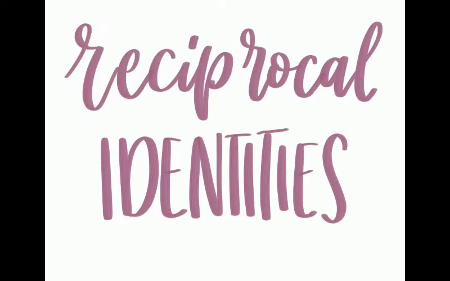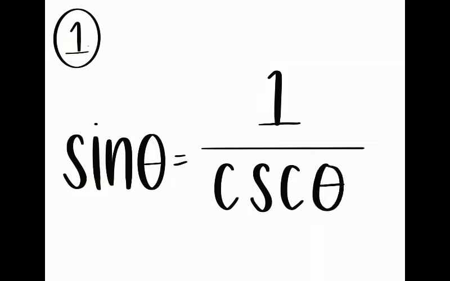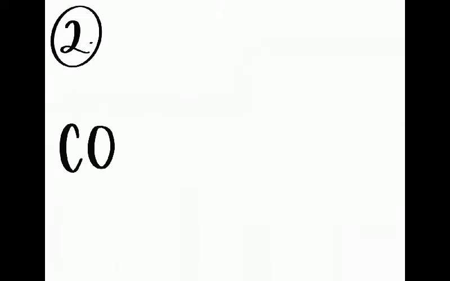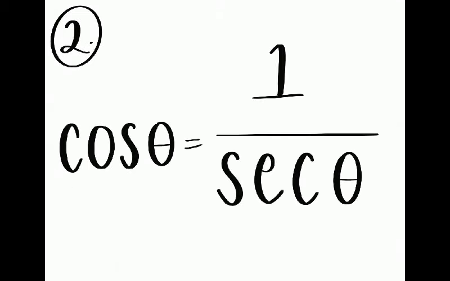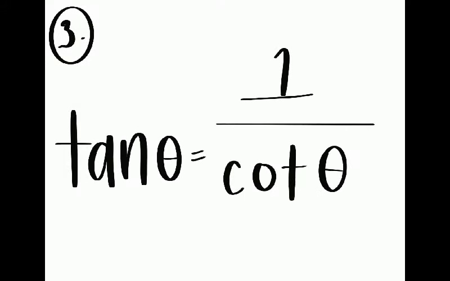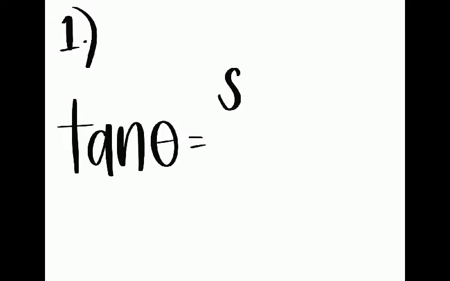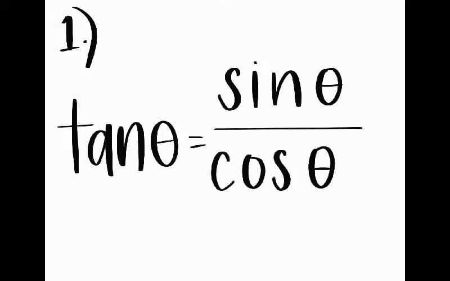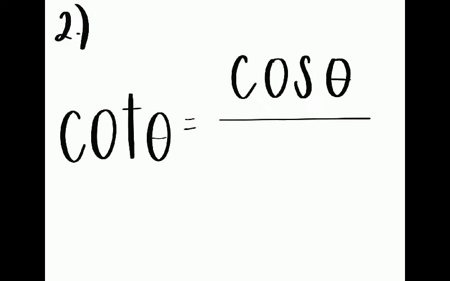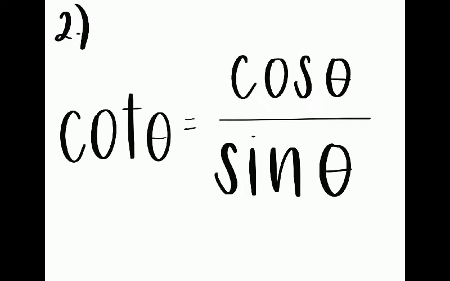First, for the reciprocal identities, sine theta is equal to 1 over cosecant theta, cosine theta is equal to 1 over secant theta, and tangent theta is equal to 1 over cotangent theta. Next, for the ratio identities, we have tangent theta equals sine theta over cosine theta, and cotangent theta equals cosine theta over sine theta.